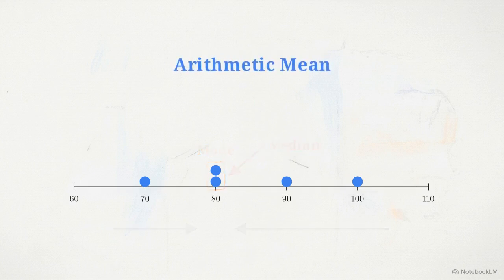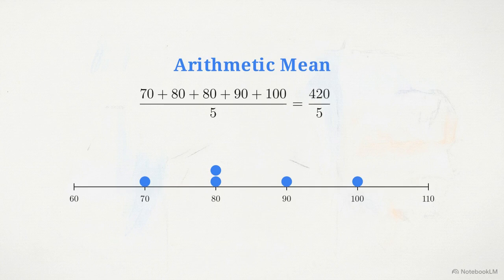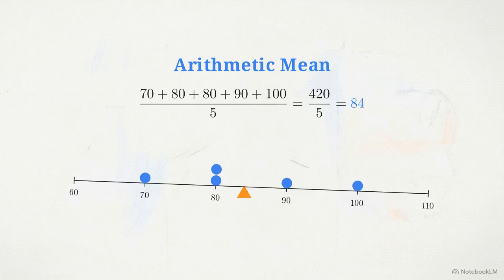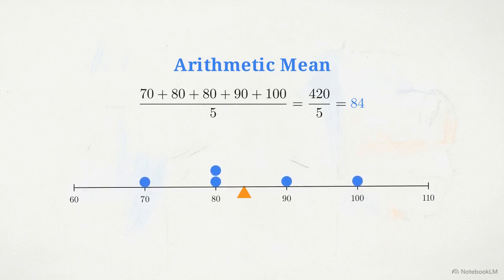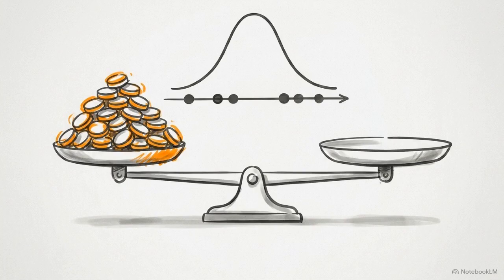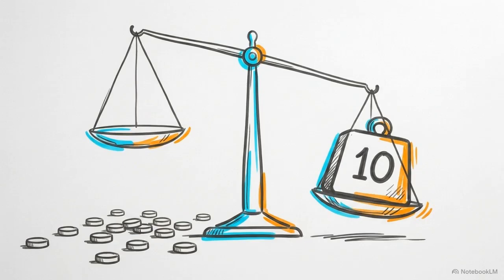Then there is the arithmetic mean. If we add all 5 scores together and divide by 5, we get 84. You can think of the mean as the exact mathematical balancing point for the visual weight of the entire dataset. The mean is the most common standard for measuring central tendency because it includes every single value in its calculation, but it has a strict mathematical weakness.